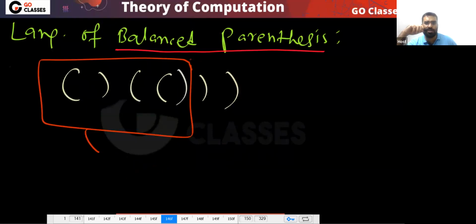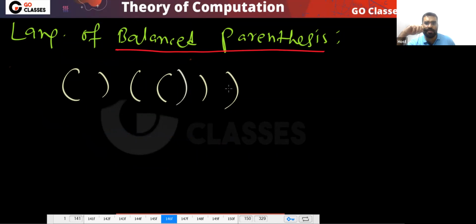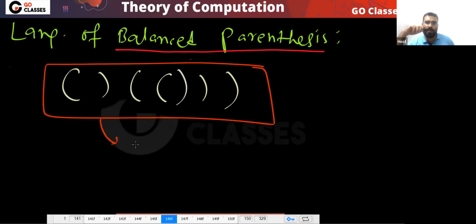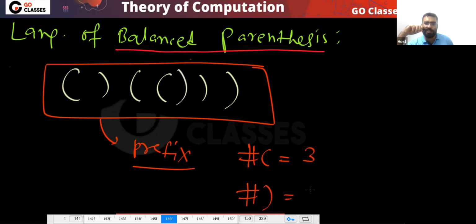So which prefix should we check? Look at this prefix. This is also a prefix, correct? In this prefix, what is the number of open parentheses? Number of open parentheses is 3. Number of closed parentheses is equal to 4. So that is the reason this is not correct. Yes or no?